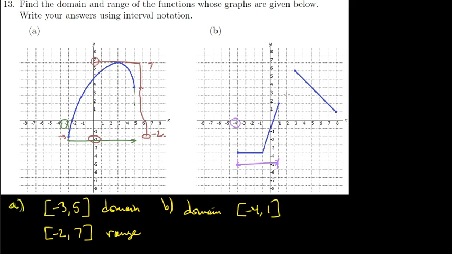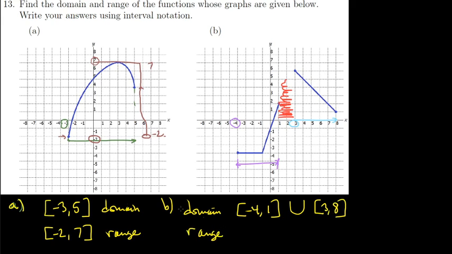But notice that there's nothing between 1 and 3. All of this is blank here. There's nothing here, so we have to skip over that. So let's form the union. Where do we rejoin the function? Starting again here at 3 and going all the way to 8. So from 3 to 8. Okay, so that's the domain.